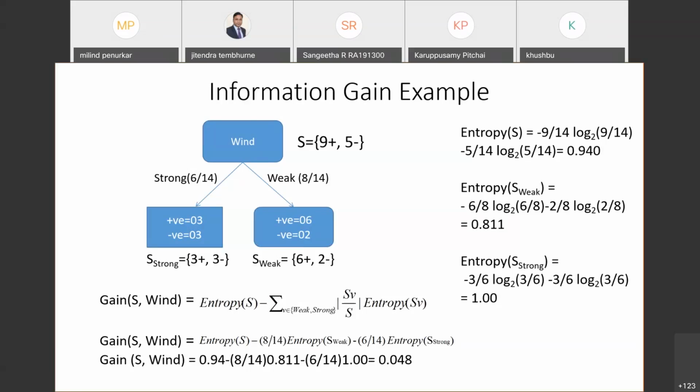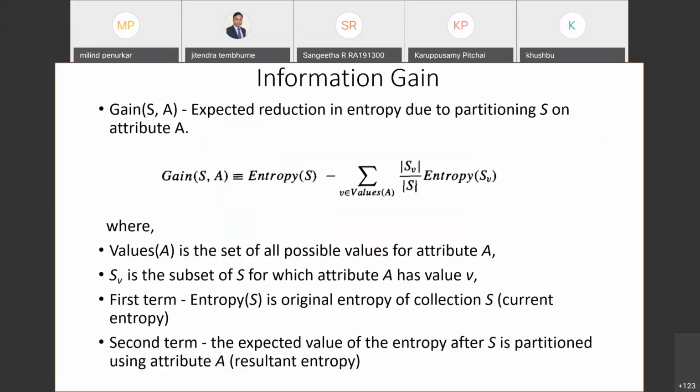Now on the left hand side, if wind is strong, I have 6 values which have come as strong. So 6 by 14 is my partition on the left hand side. If my wind is strong, I'm getting 3 positive, meaning 3 instances say I can play tennis, and 3 instances say I should not play tennis. Negative is 3.